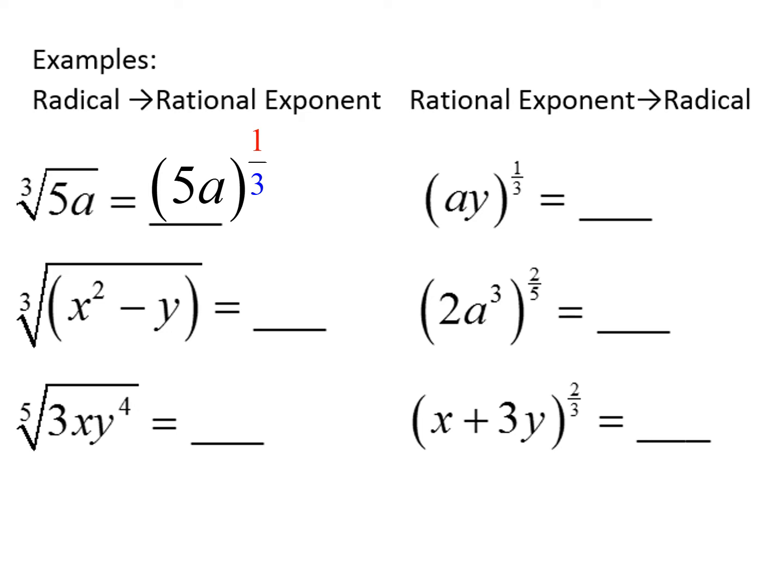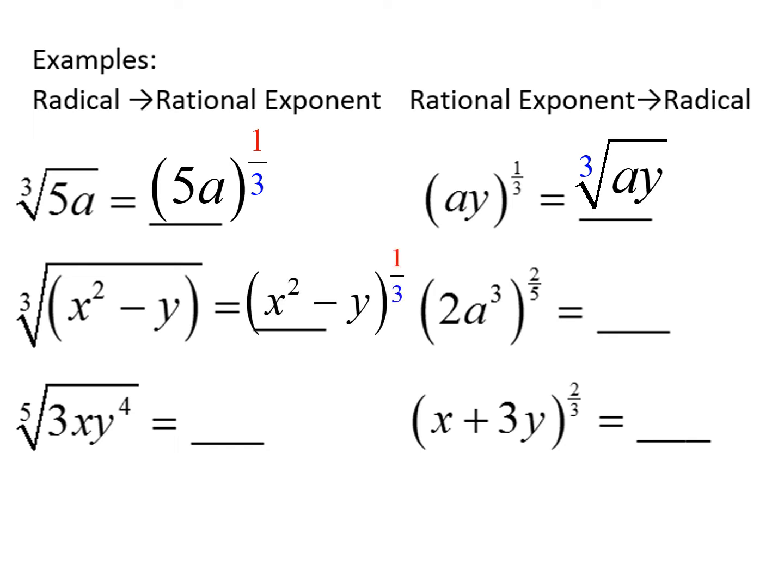Radical to rational. Take a look at the cube root of 5a. 5a is inside the radical, so I went ahead and put that inside parentheses. It is all to the first power, so that's what's in my numerator, and the root is at the bottom. It is 3. Let's take a look at this next one. A y, all raised to the 1/3 power. Well, we don't have a radical, so we're going to turn it into a radical. And so the 3, which is on the bottom, is going to be the index, and I put it in place. The cube root of a times y.